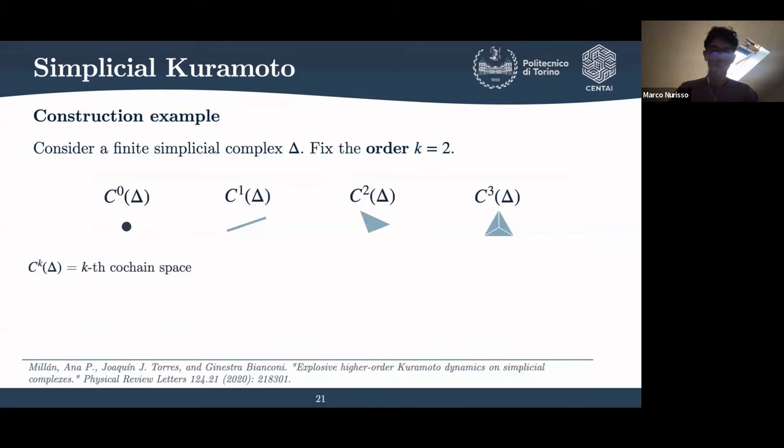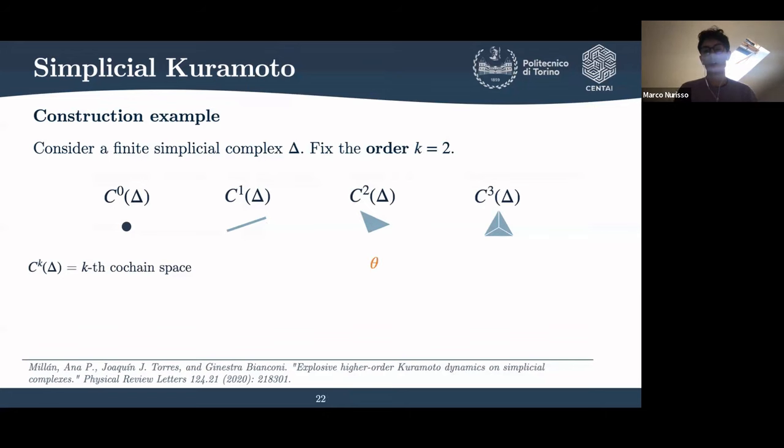So let's take a simplicial complex, a finite simplicial complex delta, and let us fix an order k. For simplicity, let us fix k equal to 2. This means that we want to describe a synchronization dynamics where the oscillators are the 2-simplices, or in general the k-simplices, in this case the triangles. Once again, we have cochain spaces, C0, C1 up to C3 in these examples.